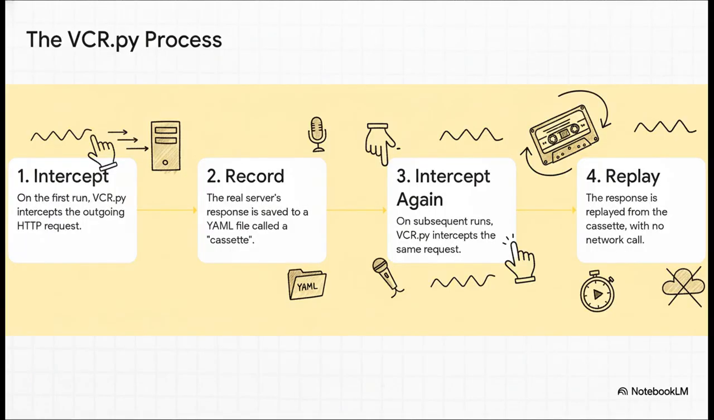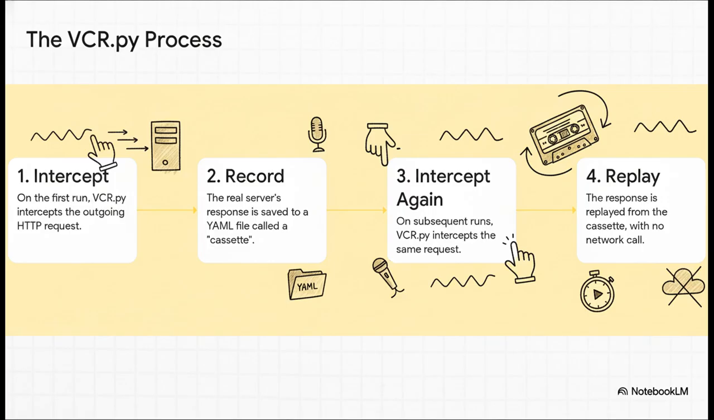Okay, so this is where the magic happens. Let's walk through the process. The first time your test runs, VCR.py jumps in and intercepts that outgoing HTTP request. It lets the request go through to the real server, just once. Then, and this is the key part, it records the server's entire response, the status, the headers, the body, everything, and saves it to a simple file called a cassette.